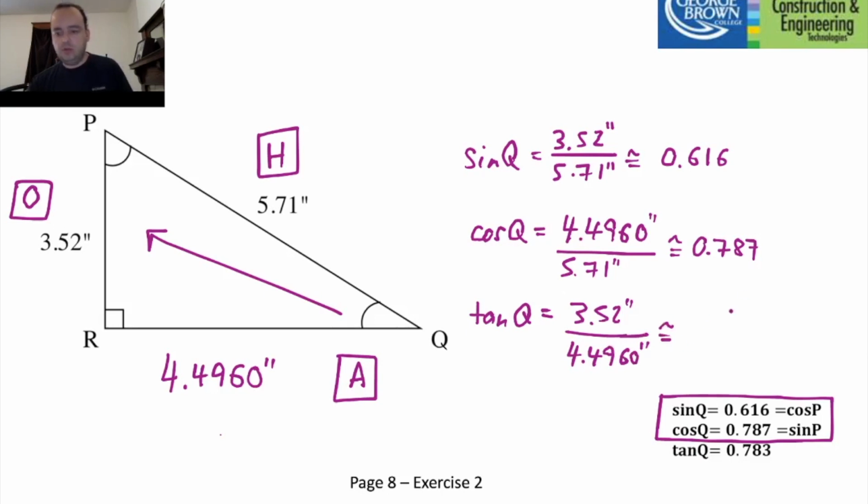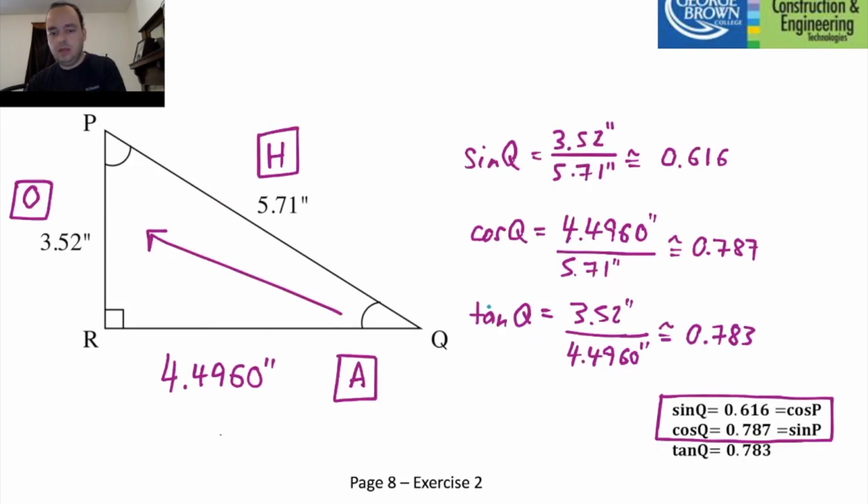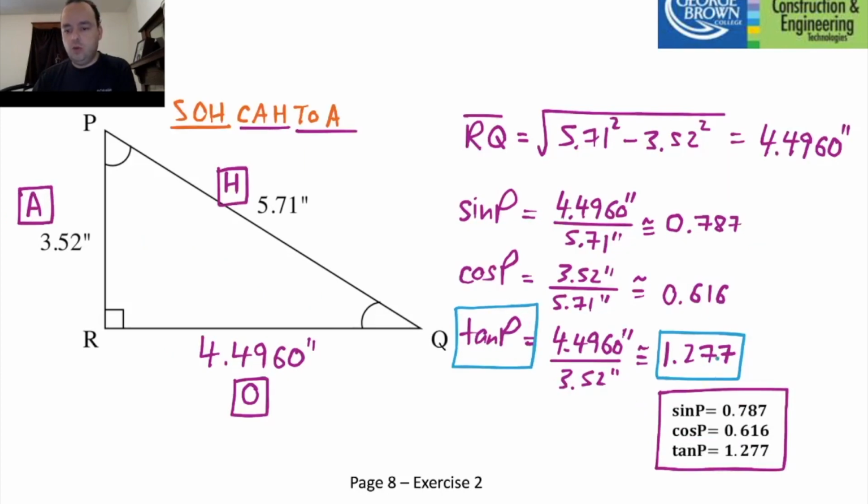If you divide those out, you get 0.783. If you don't mind, I'm going to flip back to the previous slide. So here was tan of P. Let's highlight that in blue. See, tan of P is 1.277, and tan of Q is something totally different. But there's actually a neat little pattern here. If you take 1.277 and you take the reciprocal of that, you'll get the other answer.